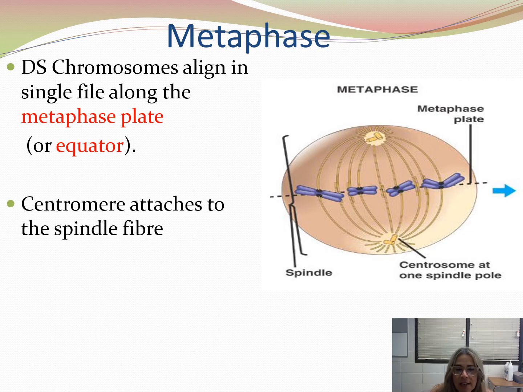So the next phase in our PMAT is metaphase. So remember we had P for the prophase, M for the metaphase. And this one is very, very distinguishable because you can see what's happening here. So first of all, and importantly, the chromosomes are still double-stranded, okay?